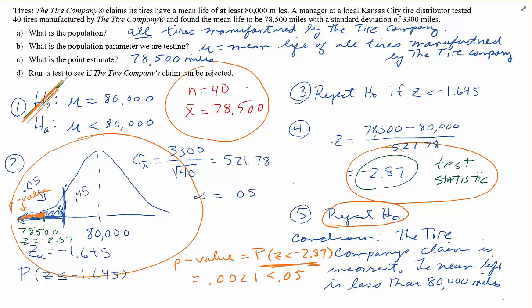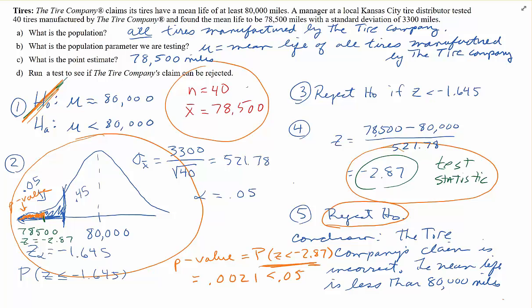Notice that looking at the p-value and comparing it to alpha, the level of significance, results in the same conclusion as comparing the test statistic to our z alpha value. So we are rejecting the null hypothesis because the location of the 78,500 at 2.87 standard deviations to the left is further out than our decision line at 1.645 standard deviations to the left. So the 78,500 is far enough away from the 80,000 to reject the null hypothesis.